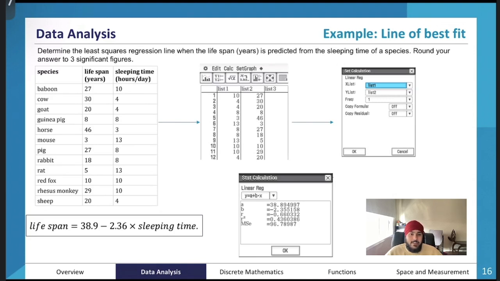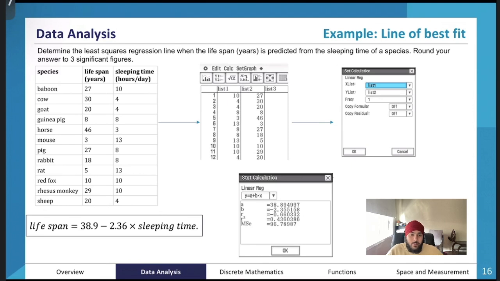So determine the least squares regression line when the lifespan in years is predicted from the sleeping time of a species. Round your answer correct to 3 significant figures. So here I've actually shown you a calculator example using the Casio ClassPad. Now if you want to know how to do it on your TI Nspire, let me know as well in the chat and I'll be happy to help you.